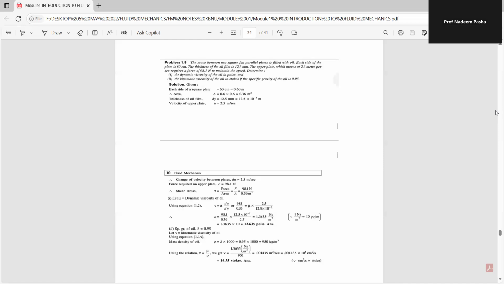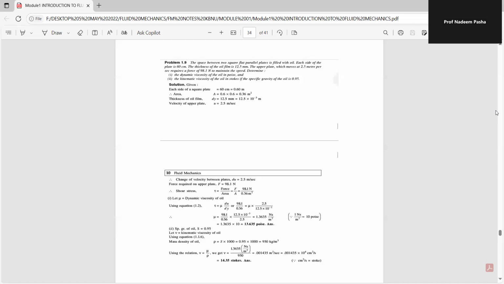And the velocity of the upper plate u is equal to 2.5 meter per second. That is, the change of velocity between the plates du is equal to 2.5 meter per second. And the force required on the upper plate is given to us as 98.1 Newton. So using this, you can calculate shear stress. So what is shear stress? Force by area. Force is 98.1, area is 0.36.